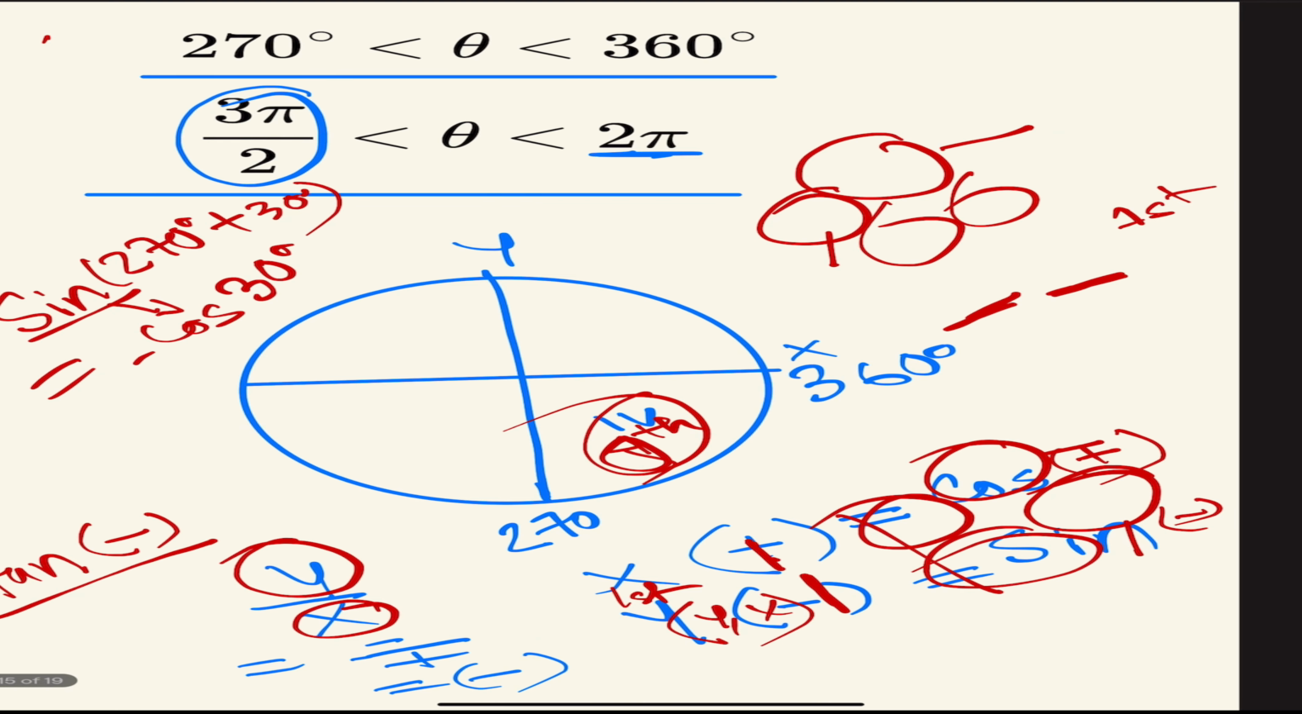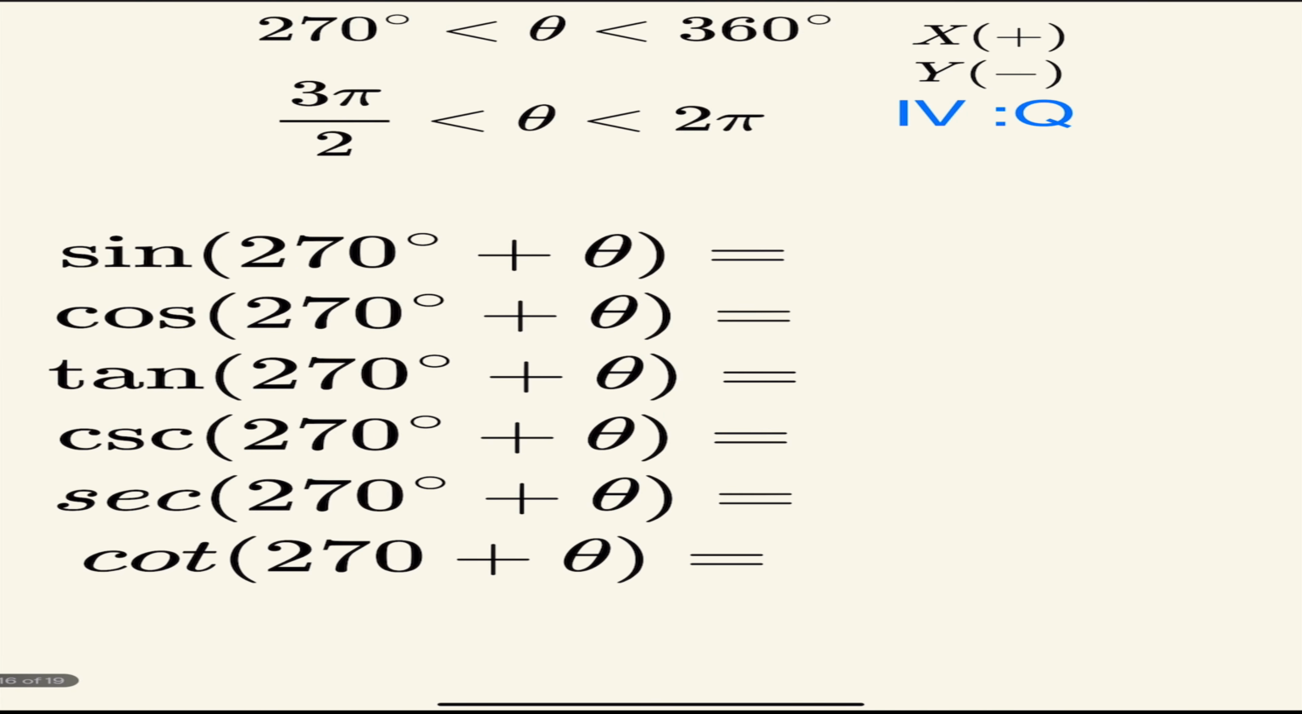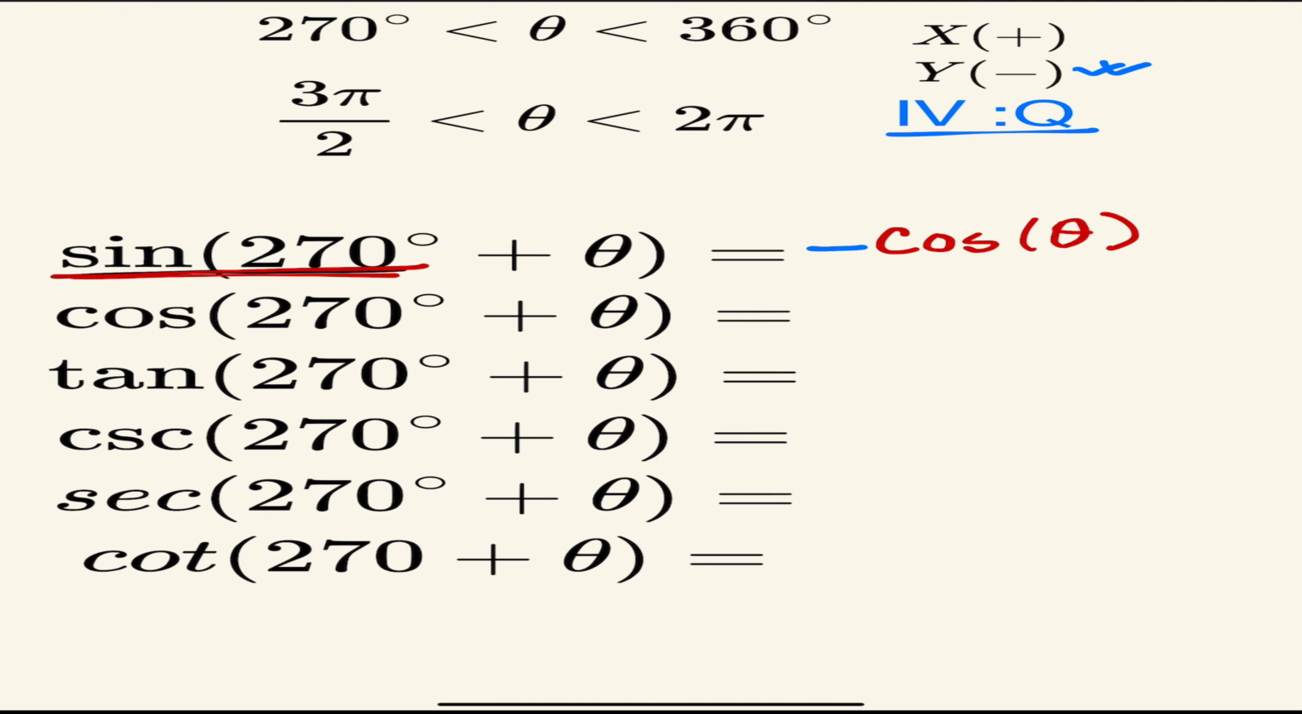So let's look at the formulas. That will help you more. So the sine function here, sine 270 plus theta, that means we have to change the function. So instead of sine, we have to write cosine theta, right? But here is the catch. In the fourth quadrant, sine is always negative, so you have to put a negative sign.